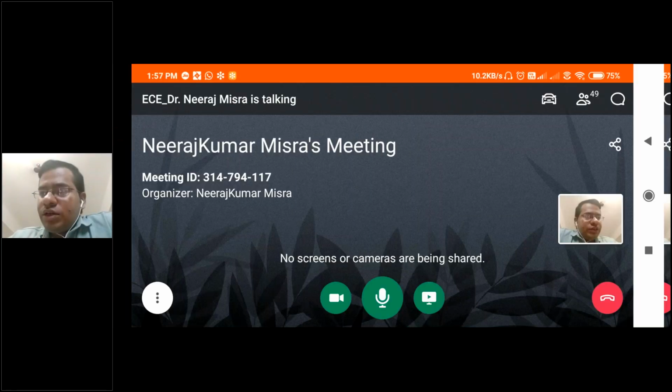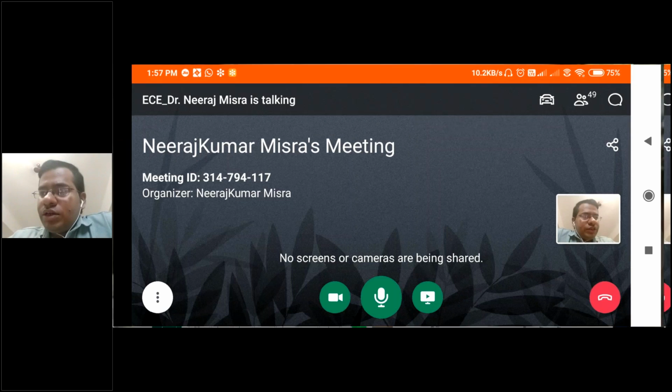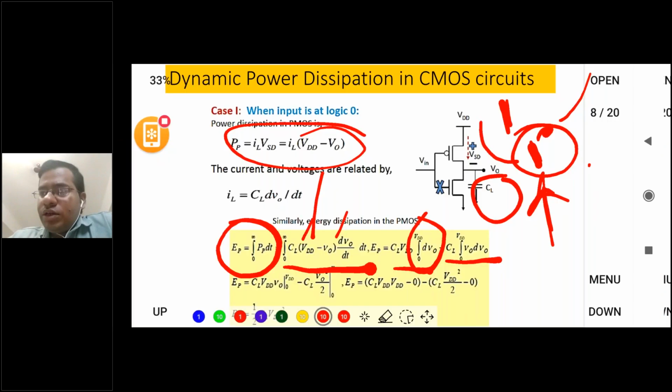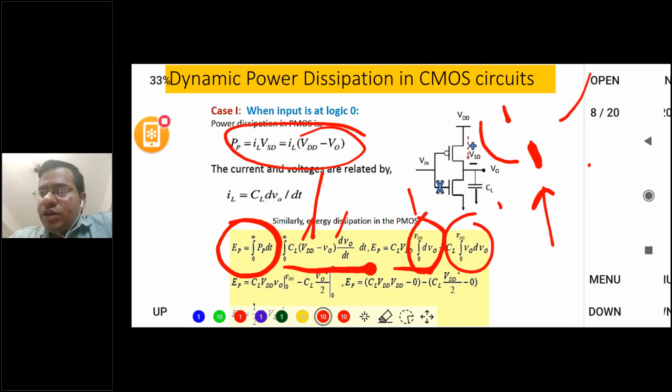Calculating this value is very simple. It is not very tough, it is just like an integration, all you learned in the 12th class. Now here two terms are there. This is the first term, and this is the second term.